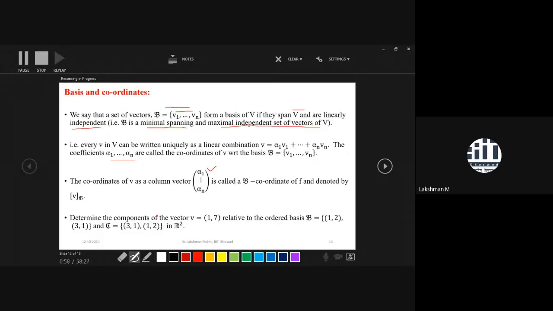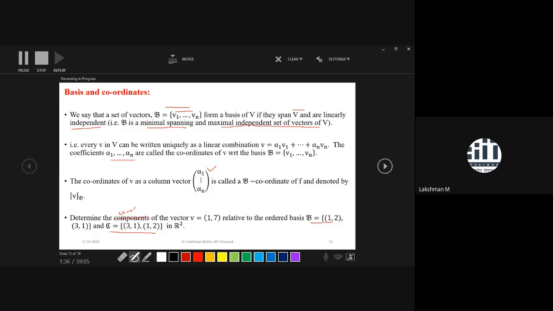So I am giving one task: how to determine the coordinate of the vector v, which is (1, 7), with respect to the first basis having elements (1, 2), (3, 1), and the second basis having elements (3, 1), (1, 2). You can observe that b and c look the same set-wise but are different order-wise. That's why I have given two different names.